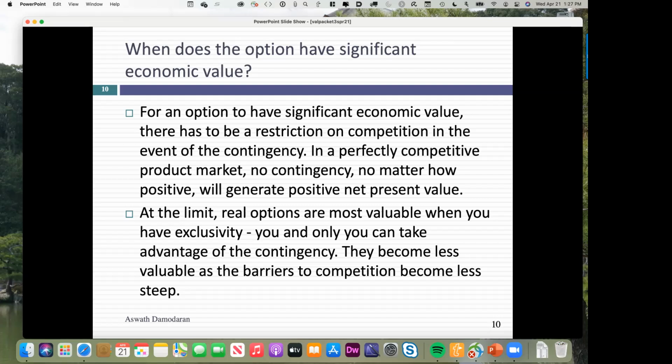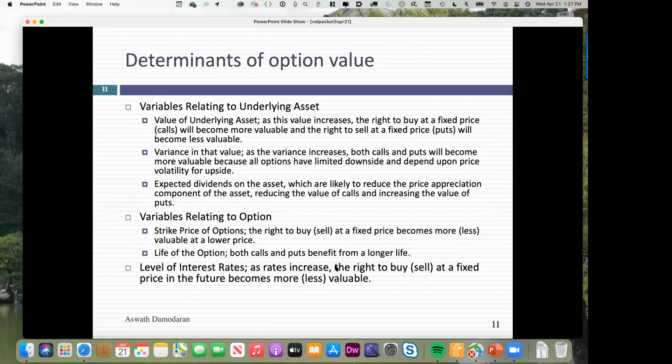Is there exclusivity? To me, this is the magic word that will get rid of 9 out of 10 people pestering you about real options. Say, where's the exclusivity? Because if there is exclusivity, then we're talking about something that has meaning. And then you can talk about what is it that drives the value of that option.